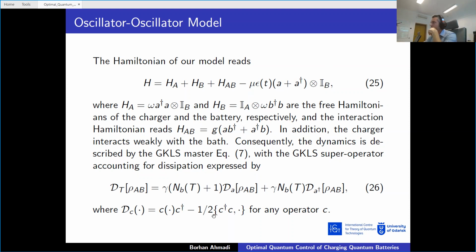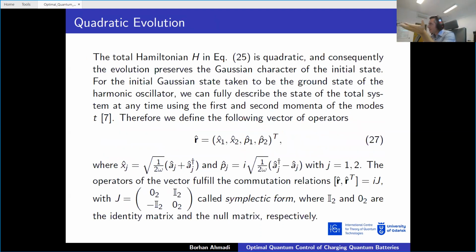We'll go quickly. Since the Hamiltonian is quadratic, if the state of the system is Gaussian, it will stay Gaussian, and a Gaussian state can be described fully by first and second moments.